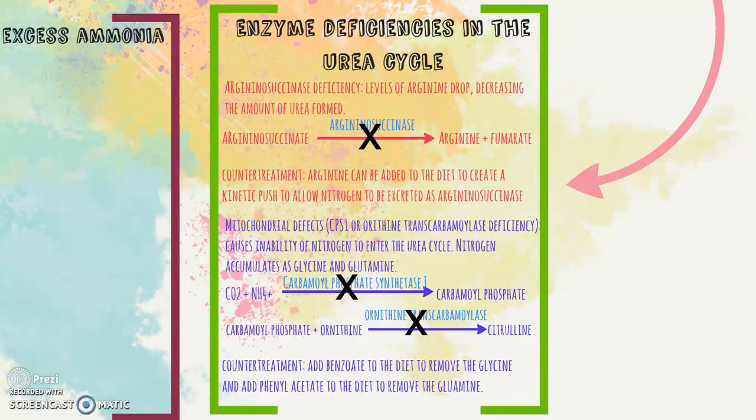Benzoate is converted into benzoyl-CoA, which then reacts with glycine to form hippurate. Likewise, phenylacetate is converted into phenylacetyl-CoA, which then reacts with glutamine to form phenylacetylglutamine. These two compounds can then be excreted to partially overcome the genetic defects.